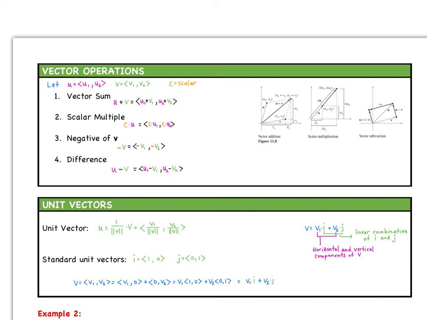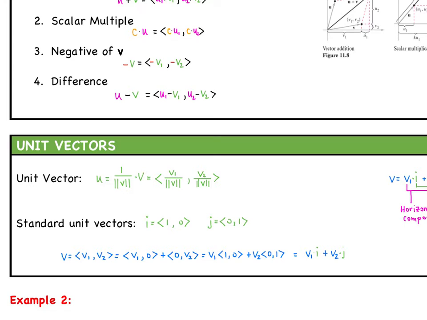So if we wanted to write vector V in terms of this unit vector, or in terms of i and j, we could say, all right, if V is made up of V1 and V2, that's like saying (V1, 0) plus (0, V2). And then we can break that up. I can factor out the V1. I can factor out the V2 here.